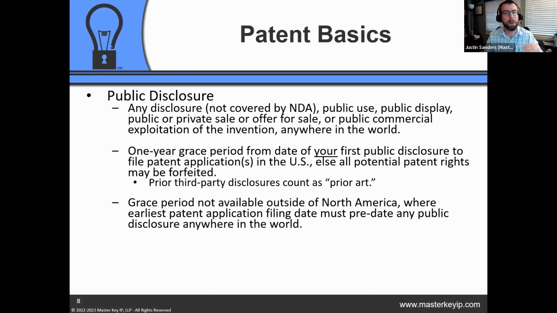So if you, let's say, publicly disclose today, and then you wait a year and a day before you file your patent application in the US, your own public disclosure activities count as prior art against your invention, meaning that you are no longer able to get a patent on that invention because you publicly disclosed it more than a year ago. And again, that's the rule in the US. Outside the US, you have to file before any public disclosure takes place.